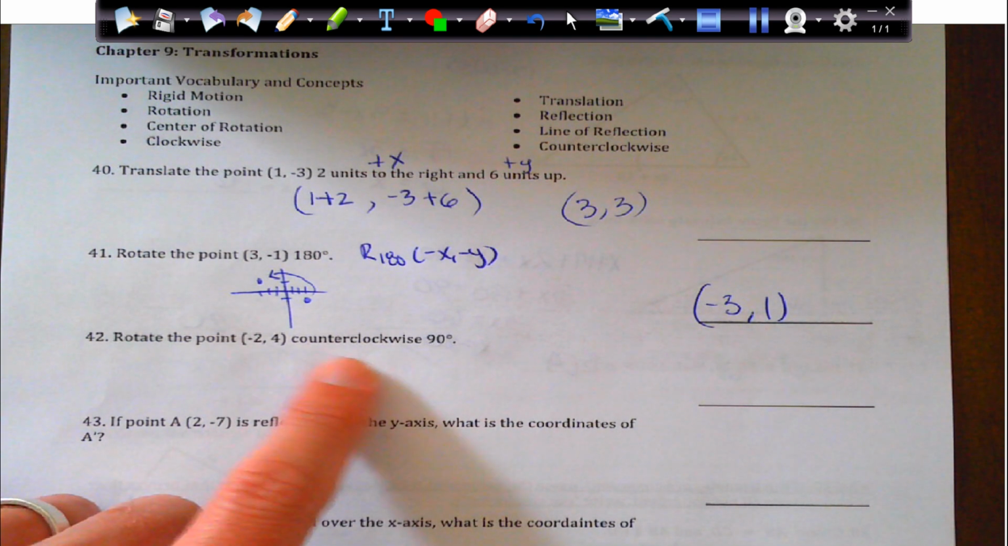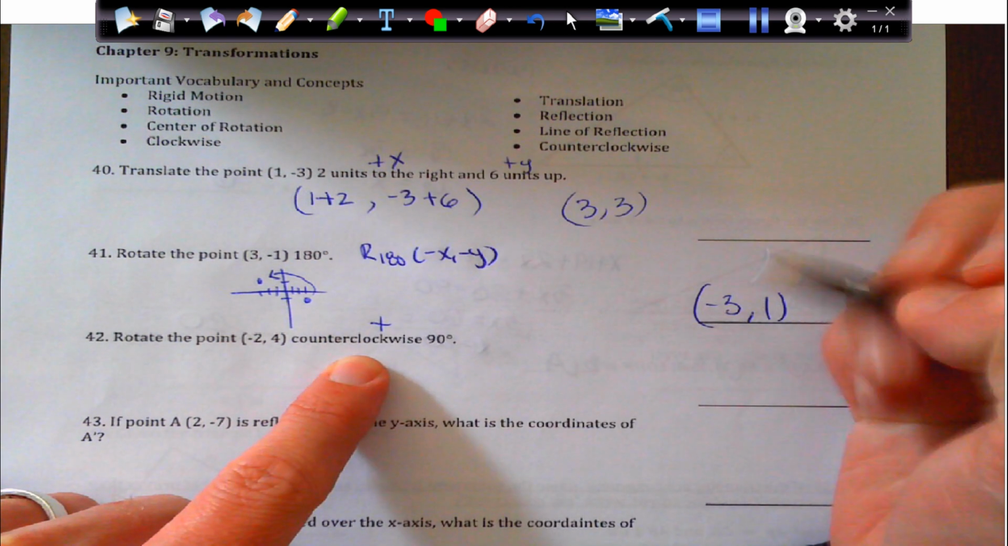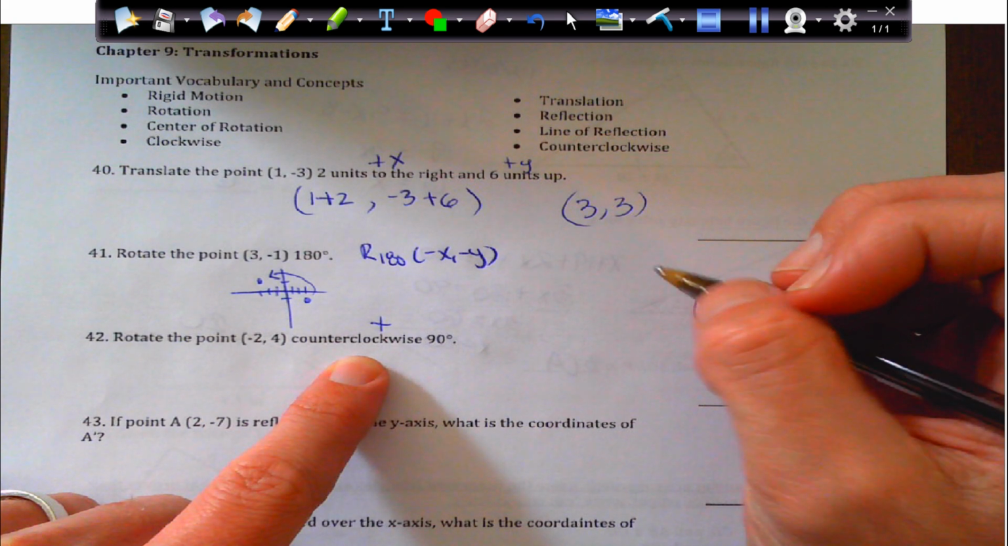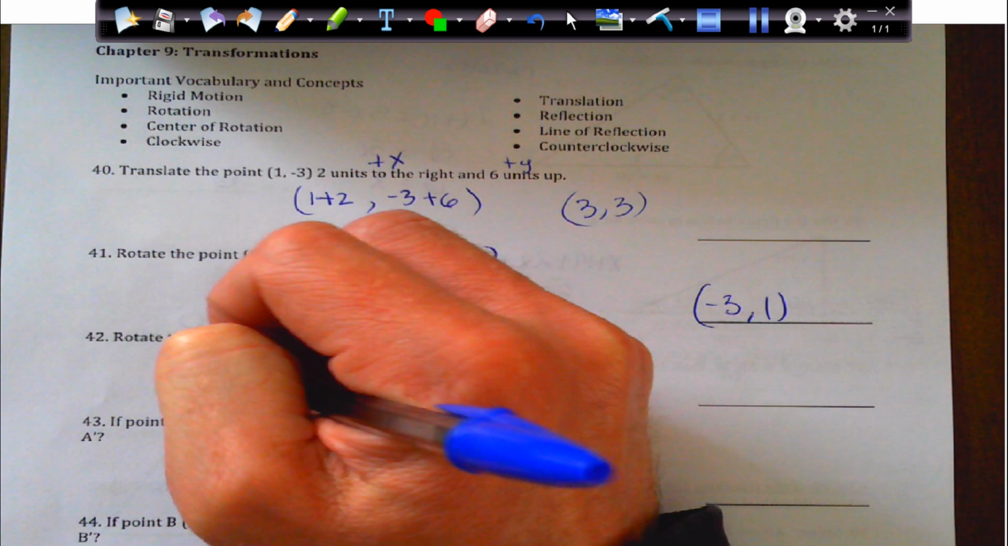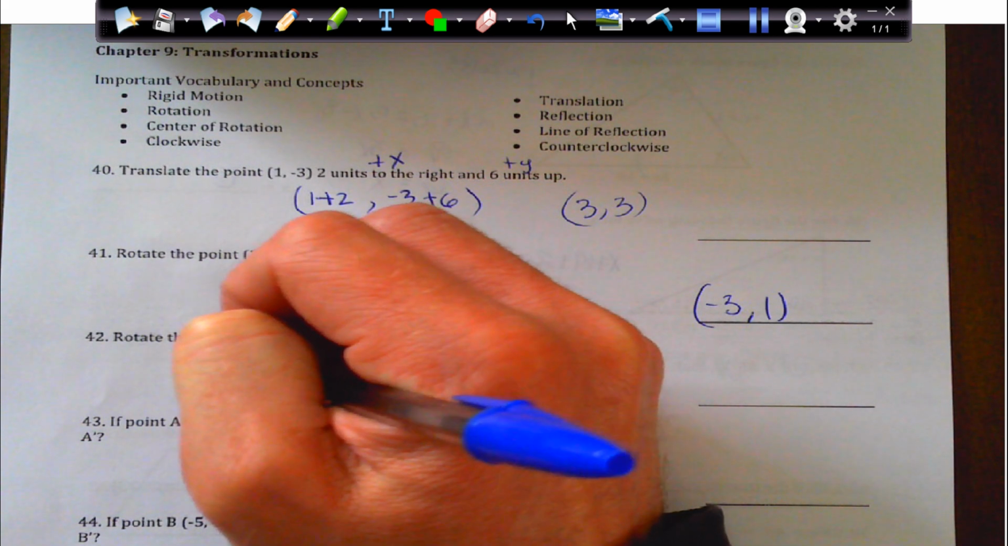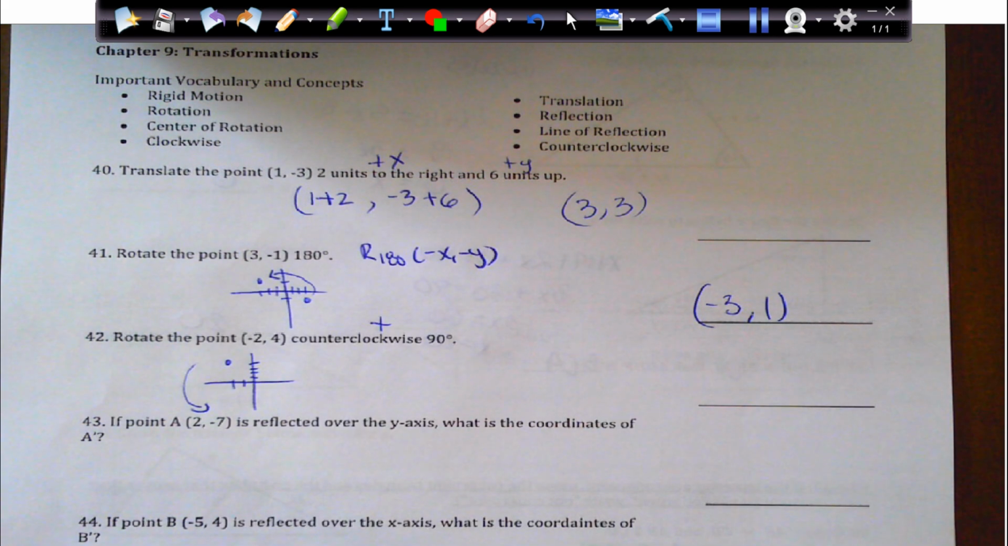Here we're going counterclockwise. Now, counterclockwise is actually a positive rotation, if you recall, because of the way my system works. So if I'm at negative 2, positive 1, 2, 3, 4, counterclockwise means I'm going to want to be down here somewhere in that range.